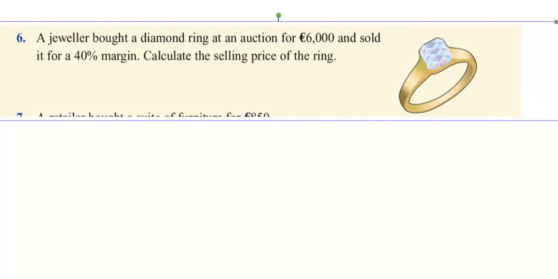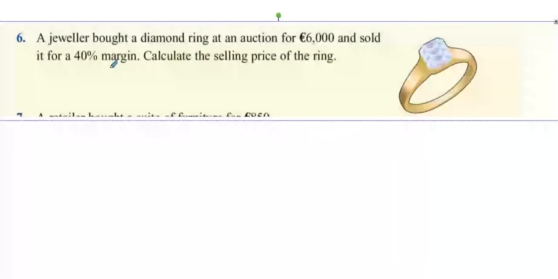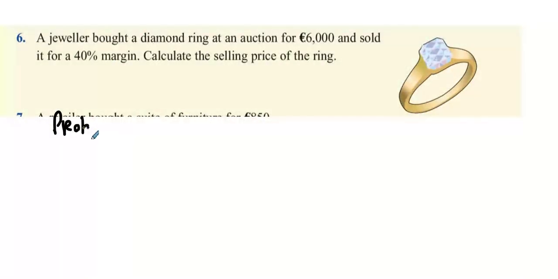Okay, question 6. Margin. Margin is the profit over the selling price. Profit divided by selling price multiplied by 100 equals 40%. So a jeweler bought the diamond ring at 6,000 and sold it for a 40% margin. Calculate the selling price of the ring. Haven't done one of these in a while, but here's what I'm thinking.